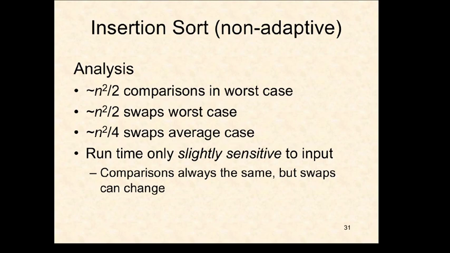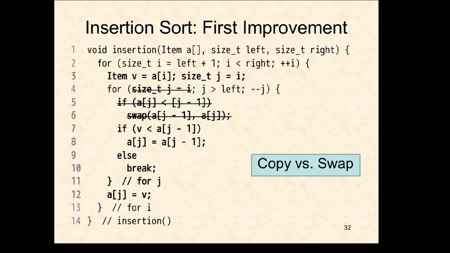When we say non-adaptive, we should really say original version here. The original version is a little bit adaptive on the number of swaps, but not on the number of comparisons. So we'd like to make some improvements. Okay, first thing we're going to do here is we're going to stop using swap. And what we're going to do is we're going to copy items.